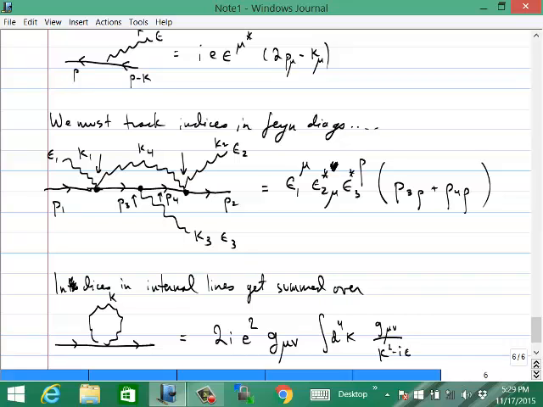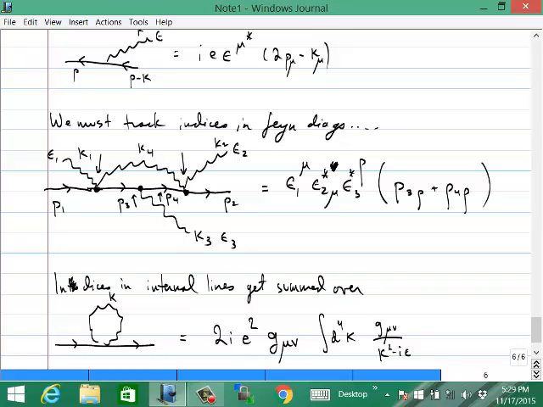So this diagram has no external polarizations. And so if you think about it, summing over those internal indices is the only possible thing that could happen. Okay? So you'll just get an overall factor of 4, which is g mu nu contracted with g mu nu from that Feynman diagram.